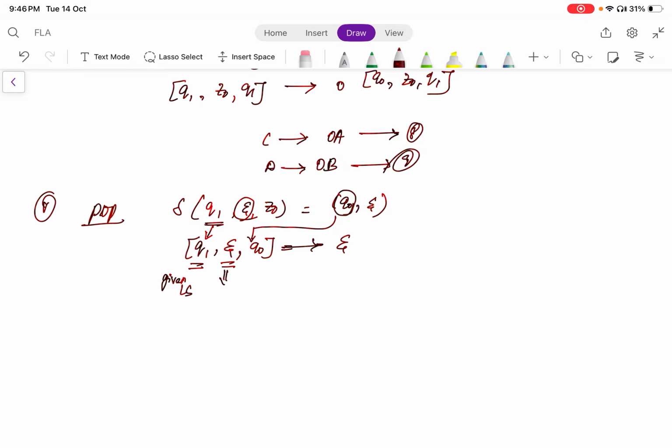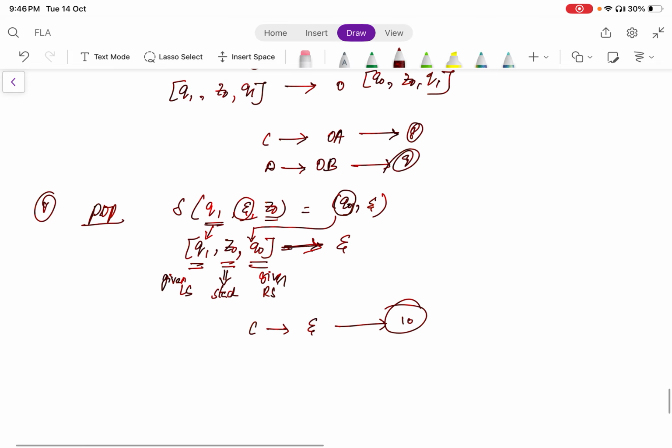The template is given state on the left side, stack symbol is Z0, comma, given state on the right side. It tends to, what is the symbol here? Epsilon. Now rename them. That is C tends to epsilon. This is your equation 10.